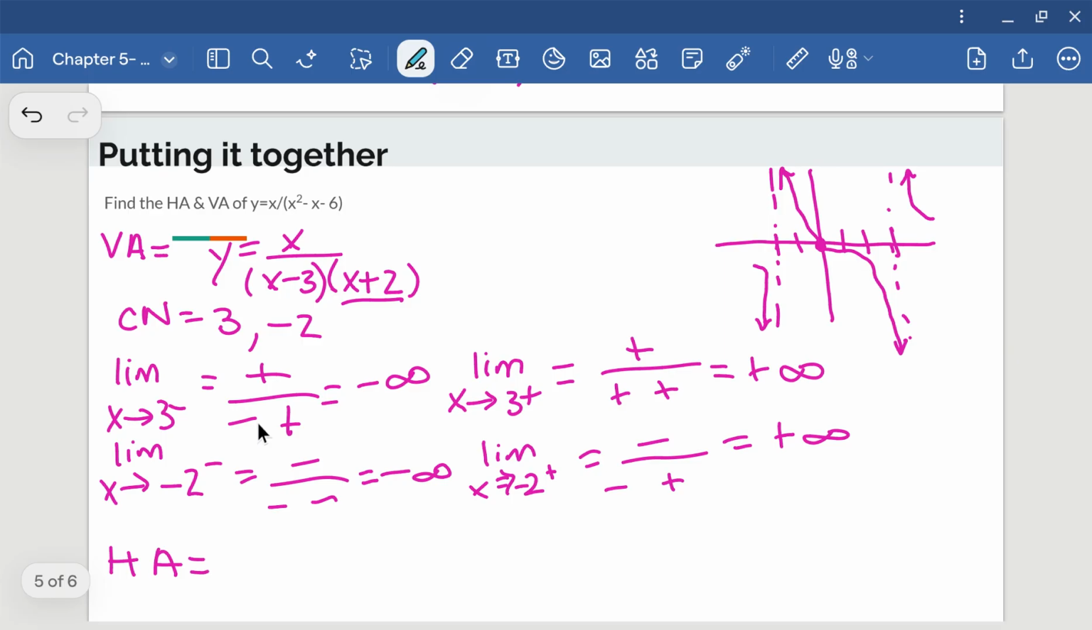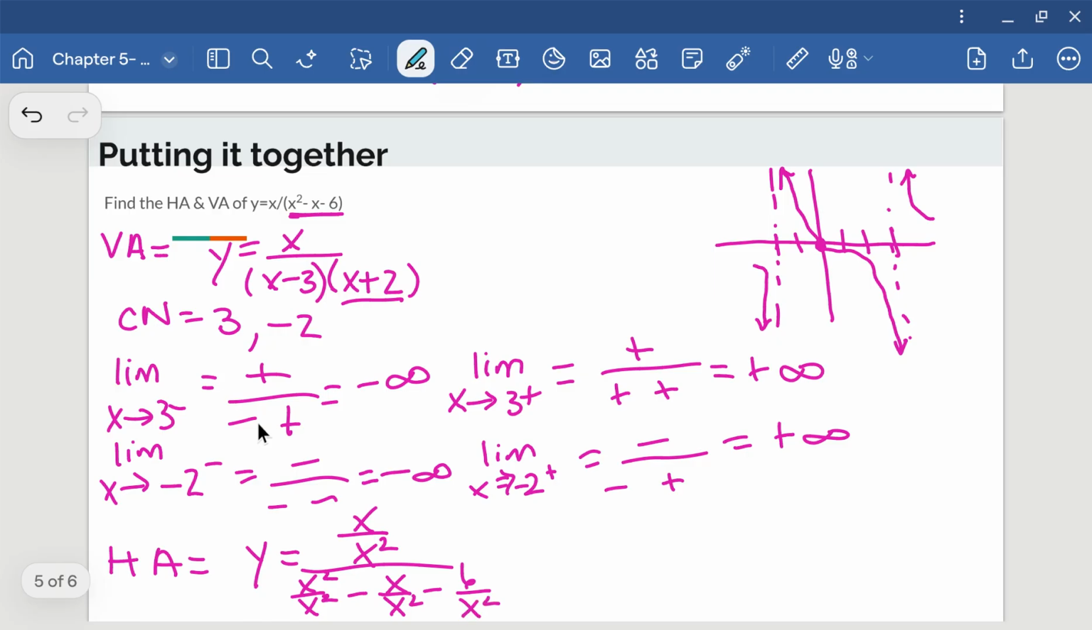So taking a look at that, I still have that same function, but now I want to divide each term, and I will not use the factored form. I'll just use that same one we had. And I want to divide each term by your highest exponent, which is x to the power of 2. So you have x over x squared, then x squared over x squared minus x over x squared minus 6 over x squared.